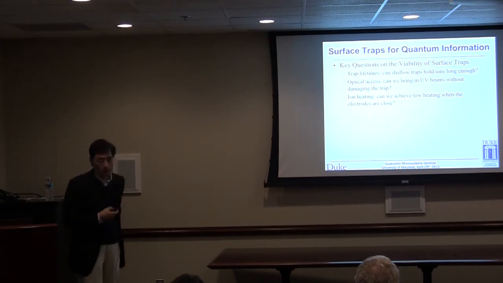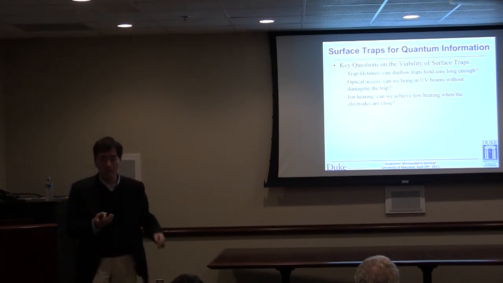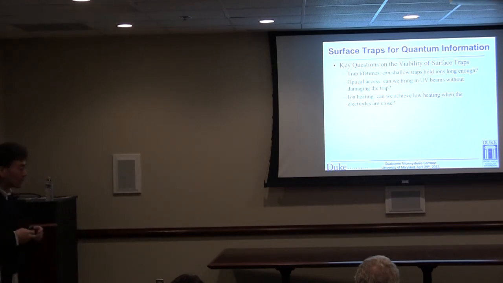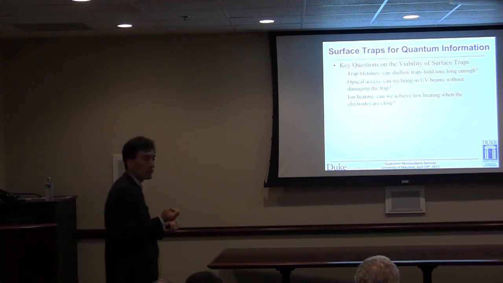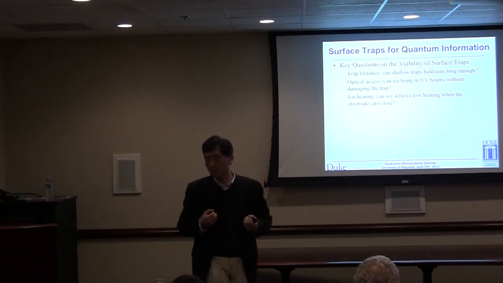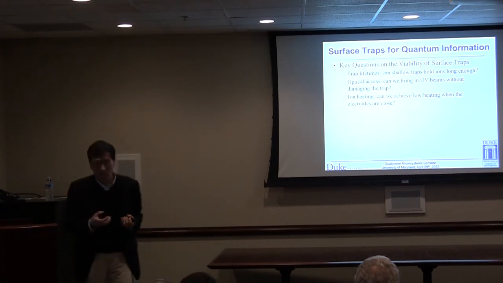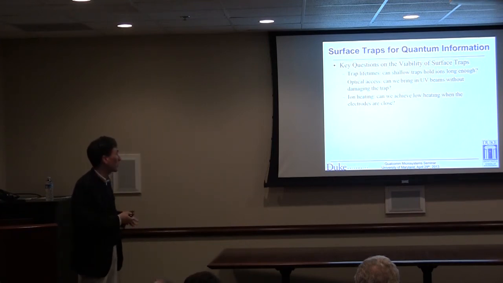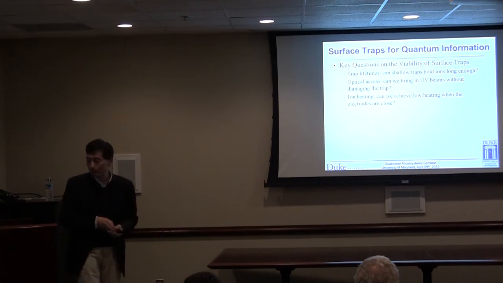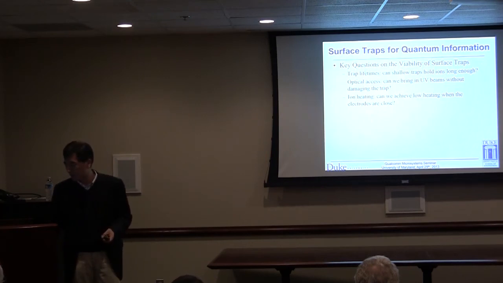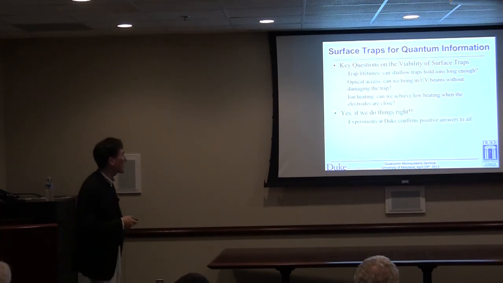The first question is, can you trap ions for long enough? Because these surface traps tend to be much shallower than these macroscopic traps. So can you hold ions long enough? Can you make sure that you can bring all the laser beams that are necessary to interact with the ion without hurting the traps? And ion heating is basically the motional state of the ion really cannot change while we're doing these 2-qubit operations. Can you make sure that the rate at which this motional state changes is small enough to ensure that we can do useful operations?